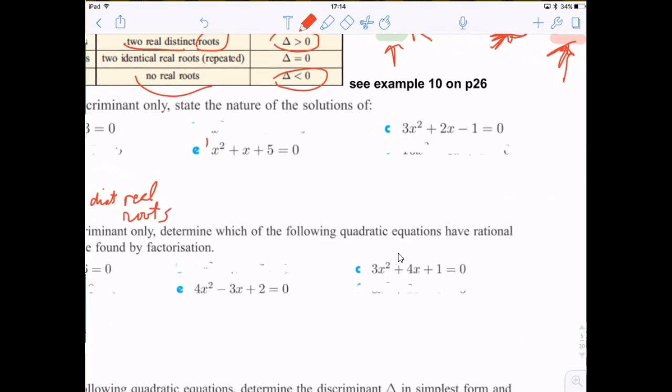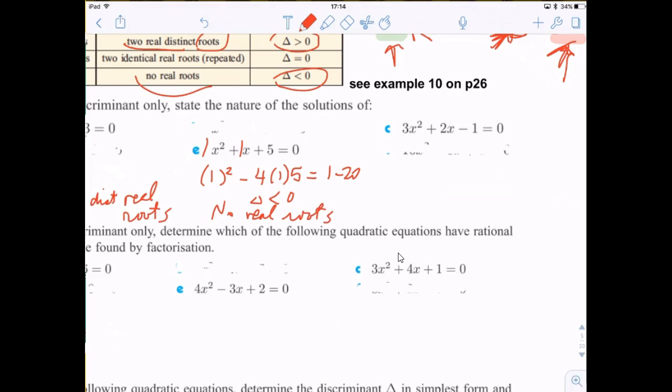So x squared plus bx plus c. So our a is 1, our b is 1, and the c value is 5. So we're going to have b squared minus 4 times a times c, and that gives us 1 minus 20, and that's going to be a negative number, right? So delta is less than 0, which means there are no real roots.